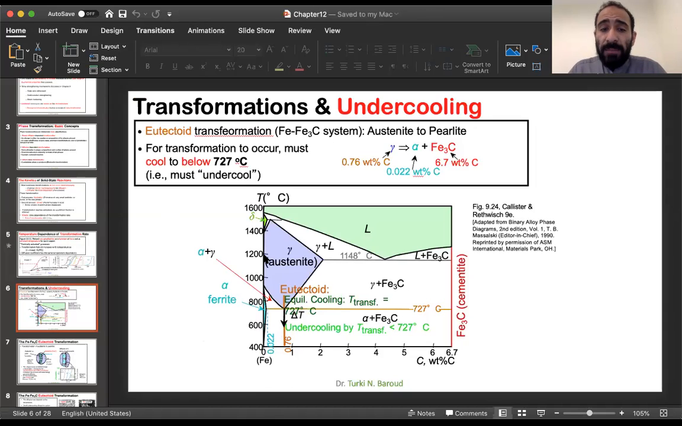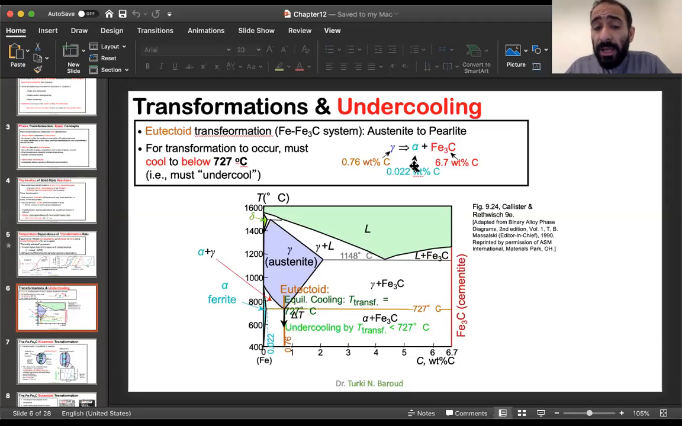If you remember, at 0.76 we have the eutectoid reaction happening. The eutectoid reaction happens at this temperature, 727. But at this specific composition, 0.76, gamma austenite is going to directly transform into two types of solid, alpha plus iron carbide. That means if you cool below the eutectoid temperature, 727, gamma austenite is going to transform to alpha plus iron carbide. This is the reaction.